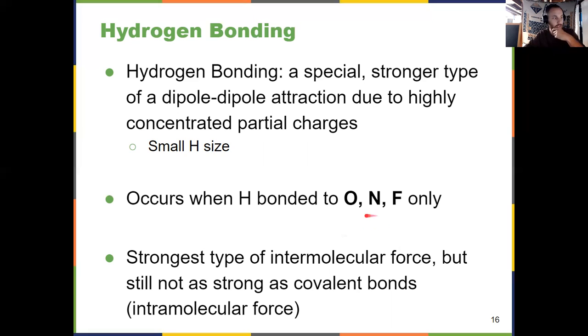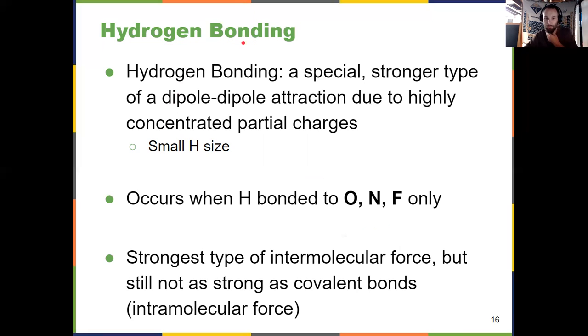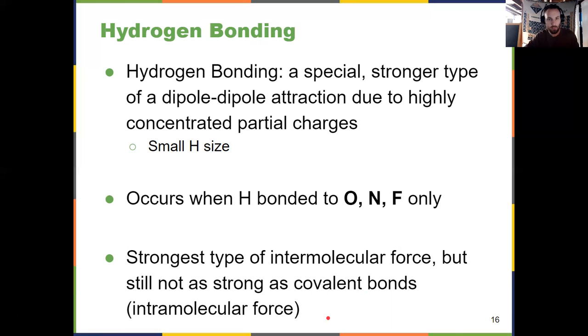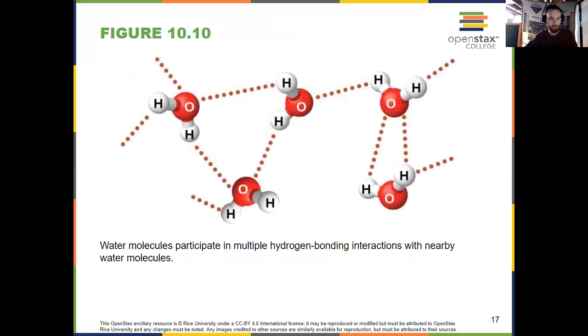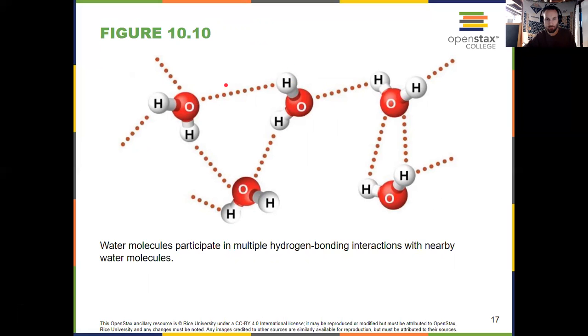So these intermolecular forces are called hydrogen bonding. It is not actually a bond. It's called hydrogen bonding, but it's an intermolecular force. The strongest intermolecular force, still not as strong as a covalent bond would be. So here's an image of what hydrogen bonding looks like. The delta positive on hydrogen attracted to the delta negative on oxygen in water, for example.